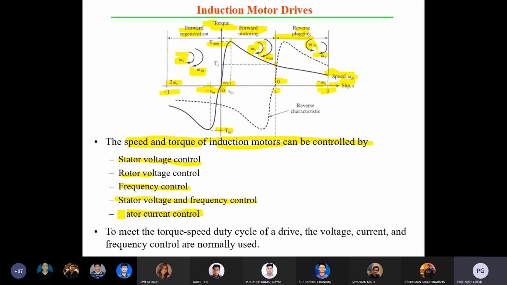To meet the torque speed duty cycle of a drive, the voltage, current, and frequency controls are normally used. These are the simple things. By changing the voltage, you can normally change the duty cycle.